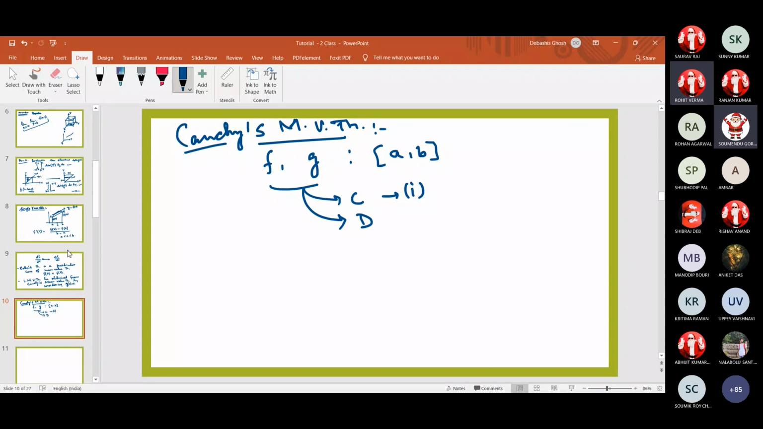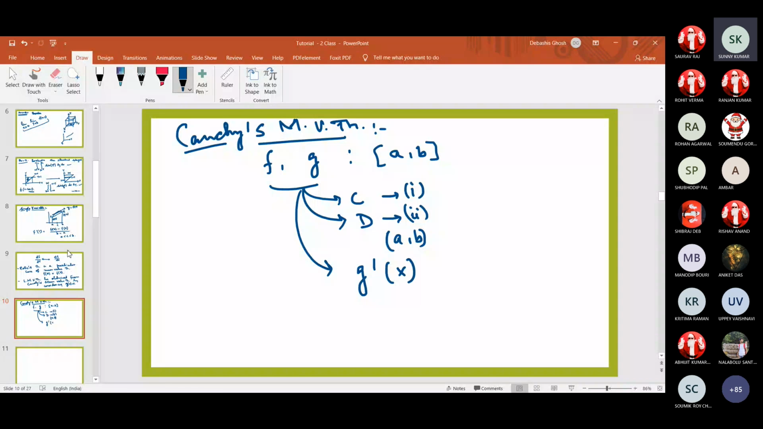So the function is differentiable over the open interval AB, and we have some extra condition that g dash x is not equal to 0 for all x in AB. Along with that, g(a) is not equal to g(b), because g(a) and g(b) come in the denominator, and we cannot consider division by 0, so the functional values at the terminal points should not be the same.